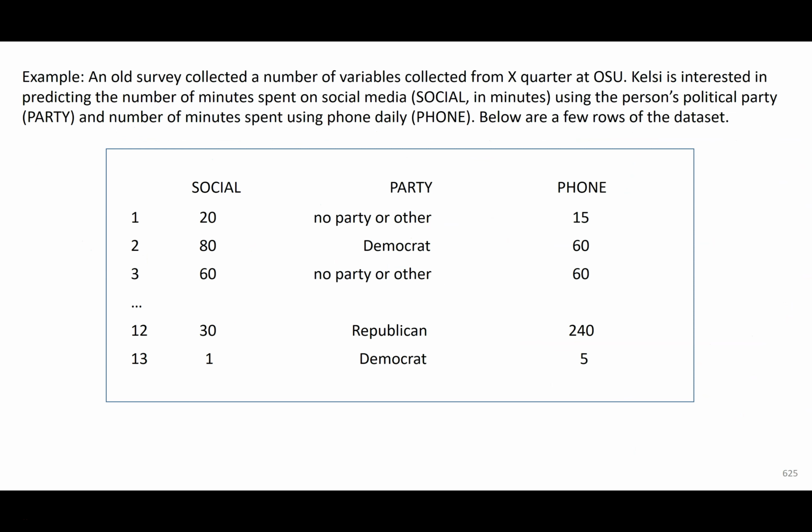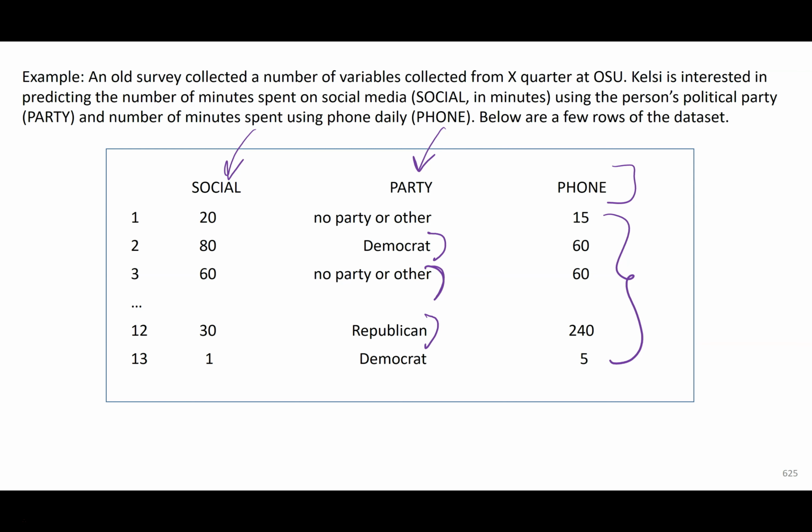So this is a very old data set here. It's a student survey, and so we have social, so this is minutes spent on social media that students reported. Political party, so here we have it split into 3 categories: Democrat, Republican, no party, or other. So basically Democrat, Republican, and other pretty much lumped in there. And then phone, so this is minutes spent on phone daily.